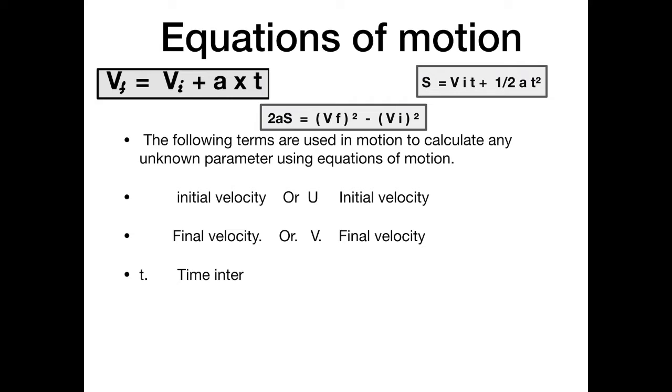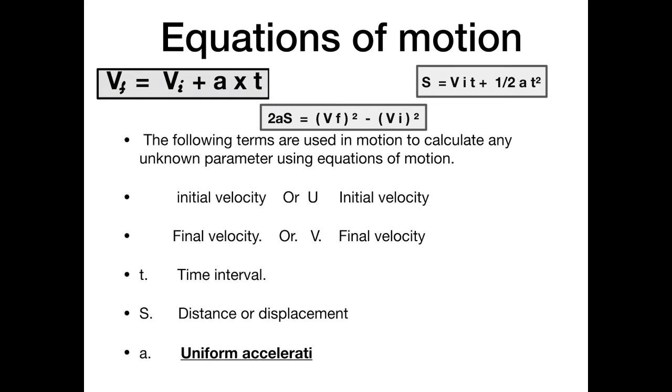T represents the time interval during which the velocity changes. S represents the distance or displacement, and most importantly, A represents the uniform acceleration. These equations of motion are also called equations of uniform acceleration motion.